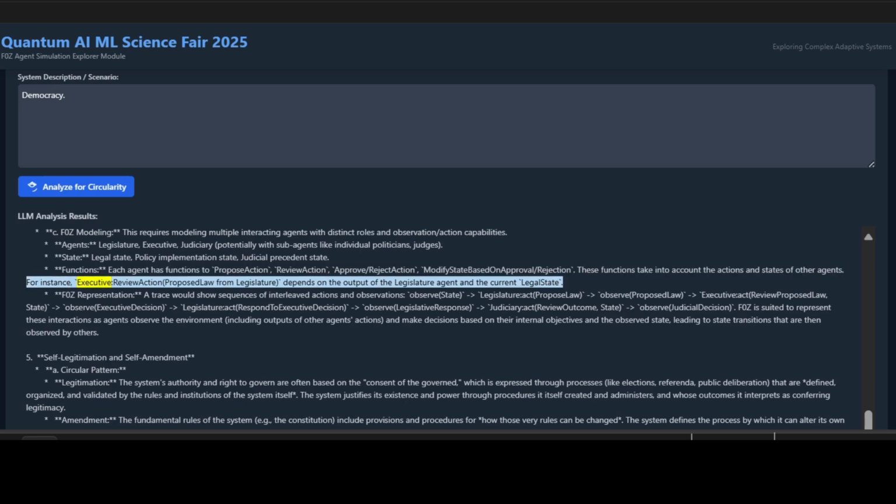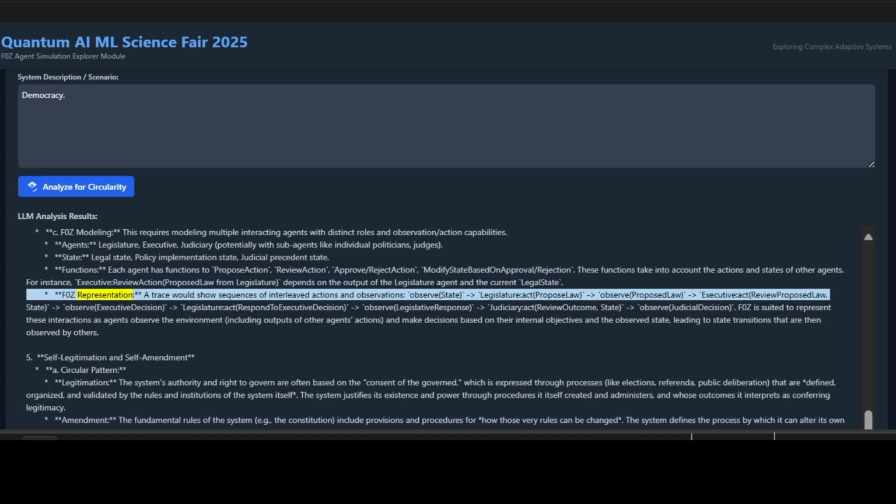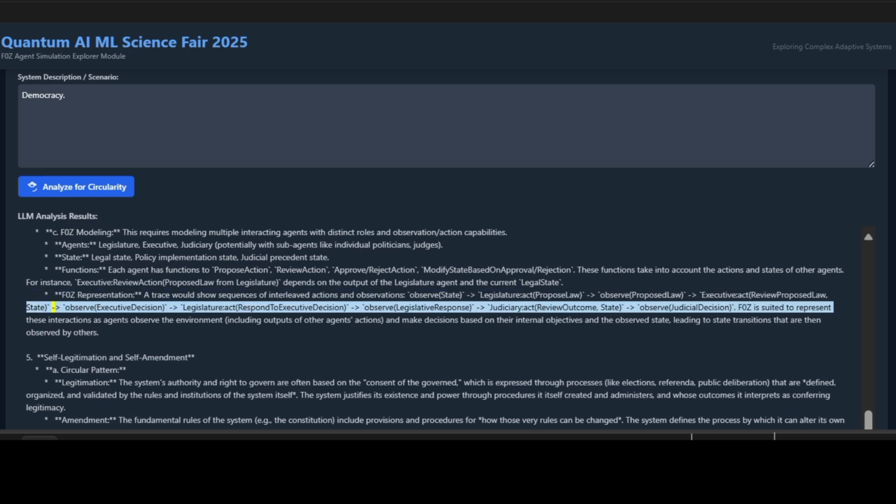For instance, Executive: review action (proposed law from legislature) depends on the output of the legislature agent and the current legal state. F0Z representation: a trace would show sequences of interleaved actions and observations. Observe state; Legislature act: proposed law; observe proposed law; Executive act: review proposed law; observe executive decision; Legislature act: respond to executive decision; observe legislative response; Judiciary act: review outcome; observe judicial decision.